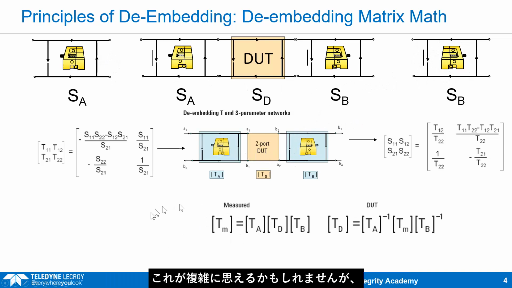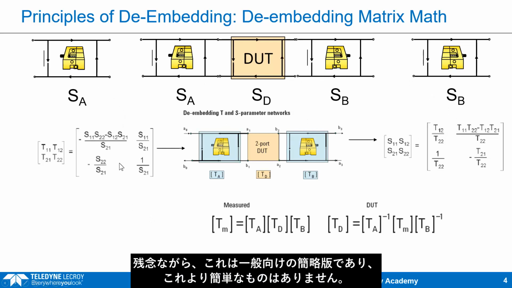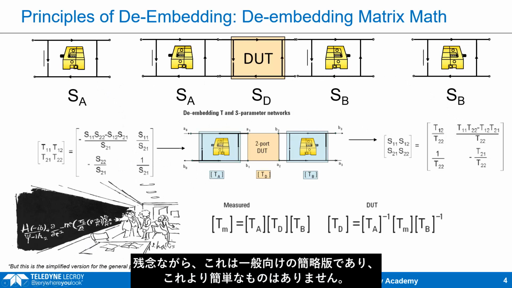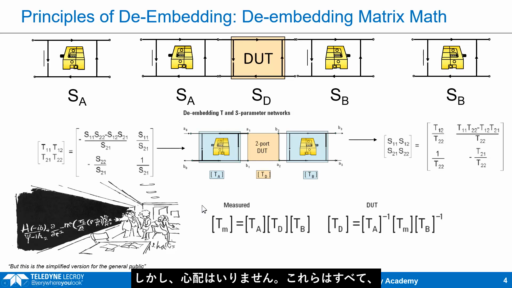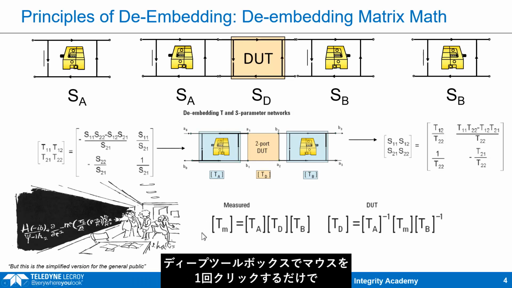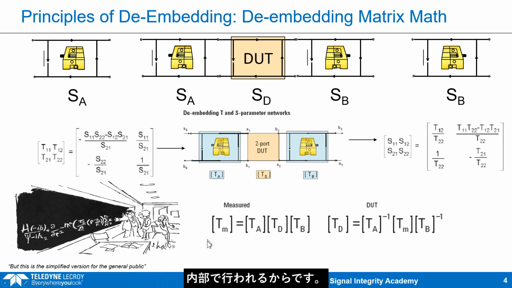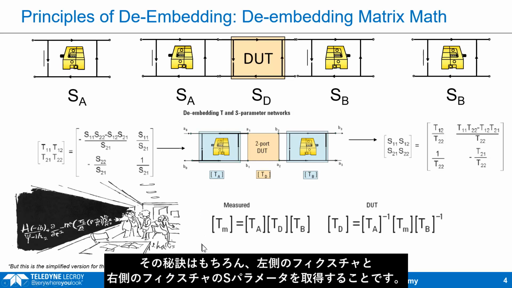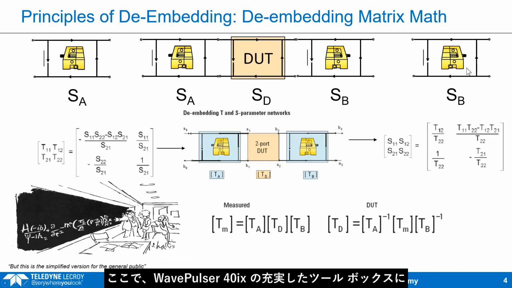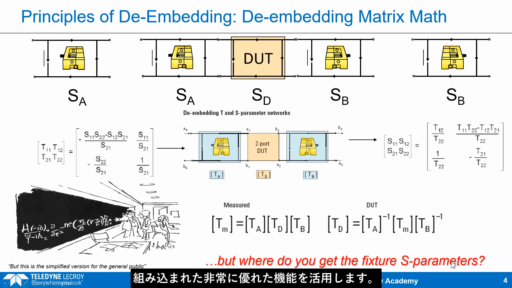Now, if this seems complicated, don't worry about it. And unfortunately, I have to say that this is the simplified version for the general public. It doesn't get any simpler than this. But don't worry, because all of this takes place under the hood with one mouse click in our deep toolbox. The secret, of course, is getting the S parameters for the fixture on the left and the fixture on the right. And that's where we take advantage of a really cool feature built into the deep toolbox of the WavePulsar 40iX.